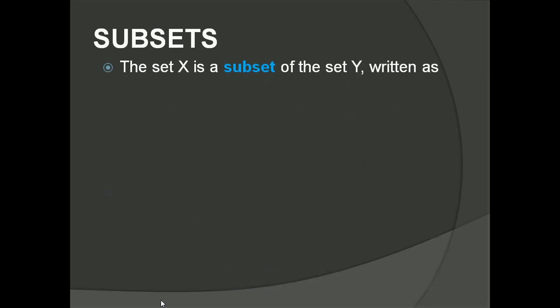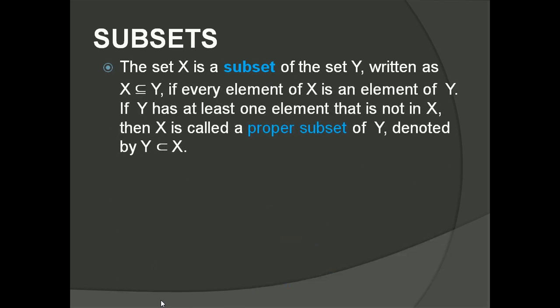Now let's proceed to subsets. The set X is a subset of the set Y, written as X ⊆ Y, if every element of X is an element of Y. If there is one element in Y that is not in X, then X is called a proper subset of Y, denoted by X ⊂ Y.